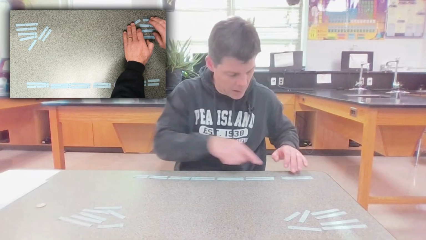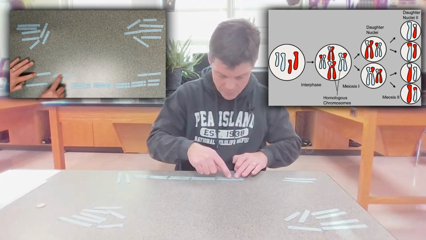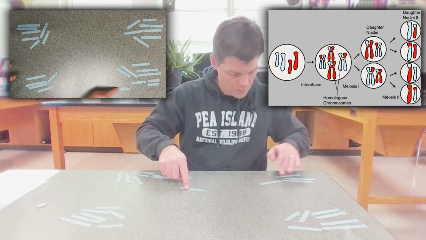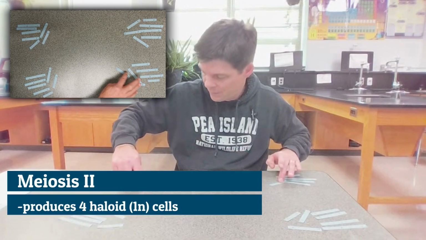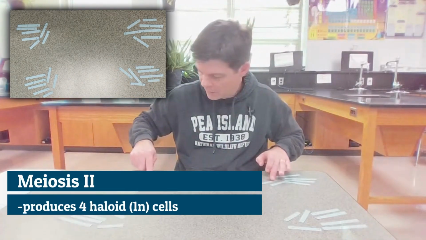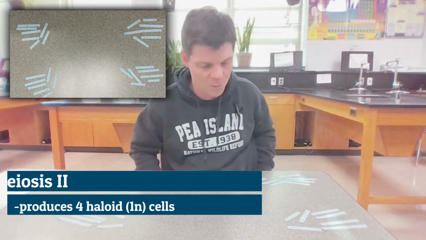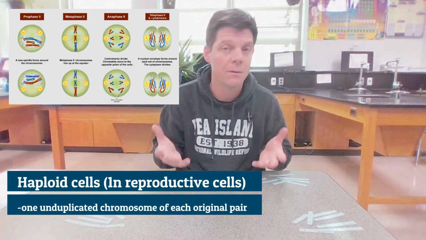Same thing is happening back here. 1 and 1, 7 and 7, 9 and 9. Here goes 11 and 11, 15 and 15, 16 and 16, and the sex chromosomes or the Y chromosomes are going this way. Because we were looking at the parent who had an X and a Y chromosome, this is the parent whose body would produce sperm cells. So these 4 piles now would represent the formation of 4 cells.